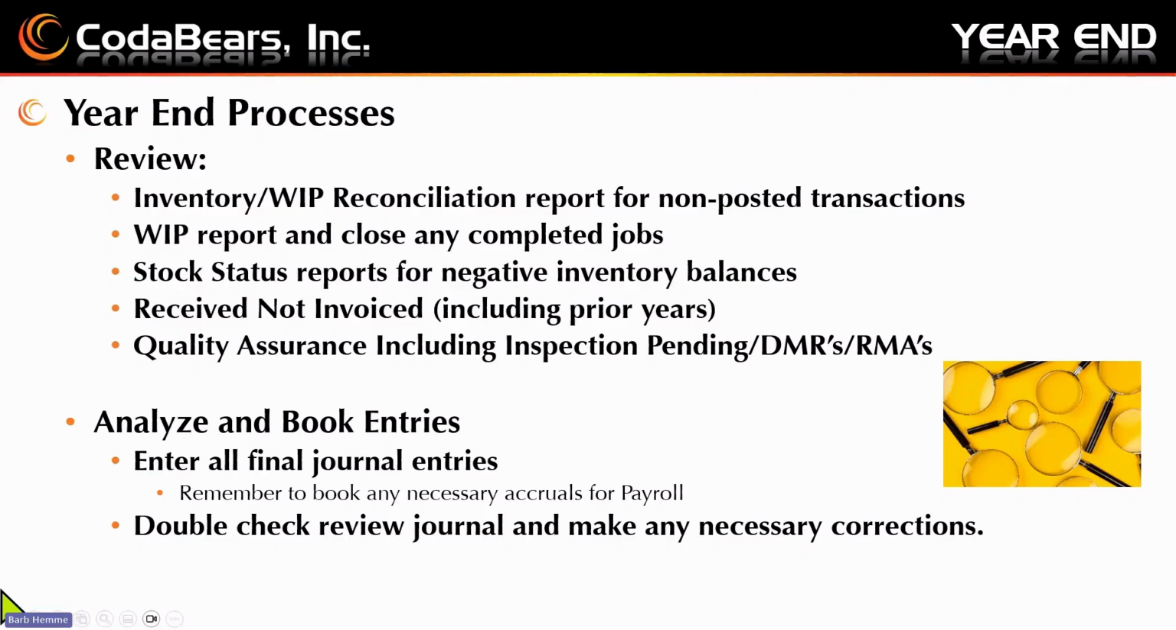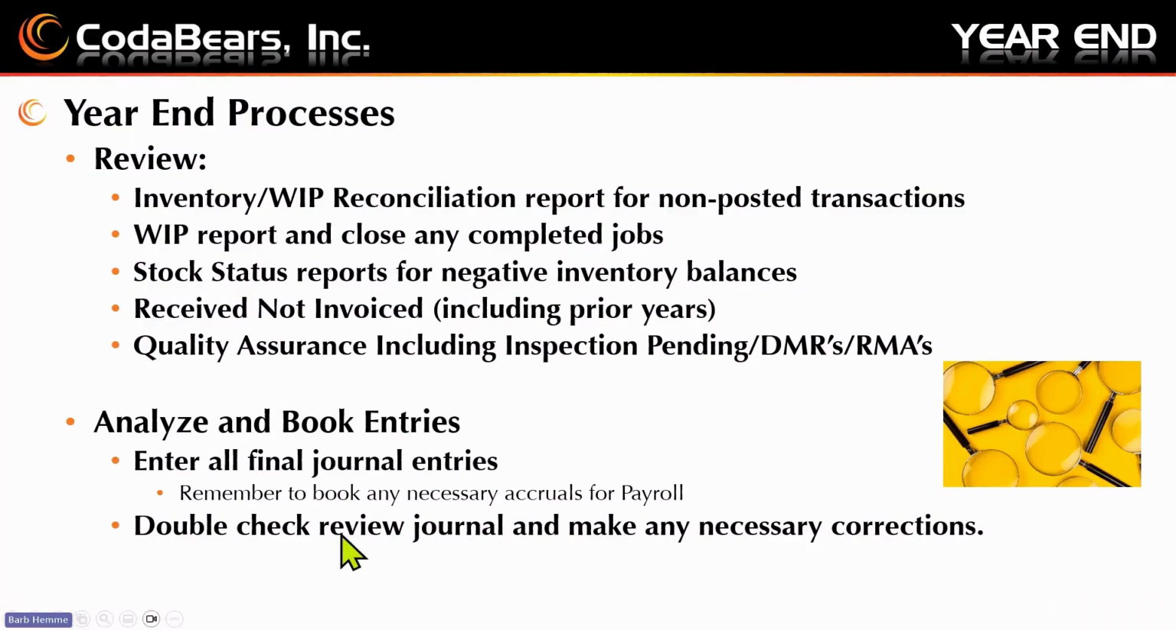We want to look at the WIP report and close any completed jobs. So that is both complete and close. Remember, complete means that the job is completed for the shop floor, which means that they cannot post anything. Closed means that the journal entry will now be posted.